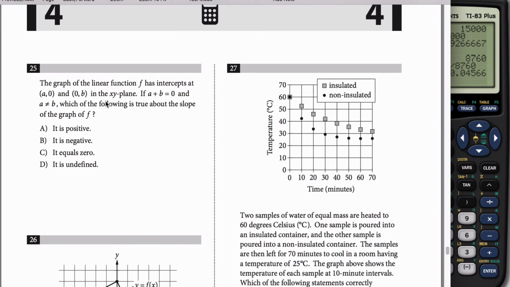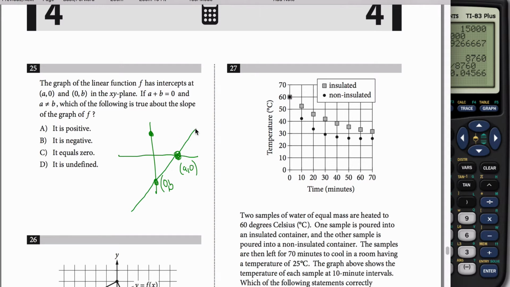All right, one more. The graph of the linear function f has intercepts at a, 0, and 0, b in the xy plane. If a plus b equals 0 and a is not the same as b, what can you say here? Okay, if a plus b equals 0, that means A and B have the same magnitude. They're the same value, just one of them's positive, one of them's negative. And they're not the same value, so they're not both zeros. So A maybe is positive. If A is positive, then that would be over here. I get A, 0. If that's the case, then B is negative. So I would get 0, B right here.